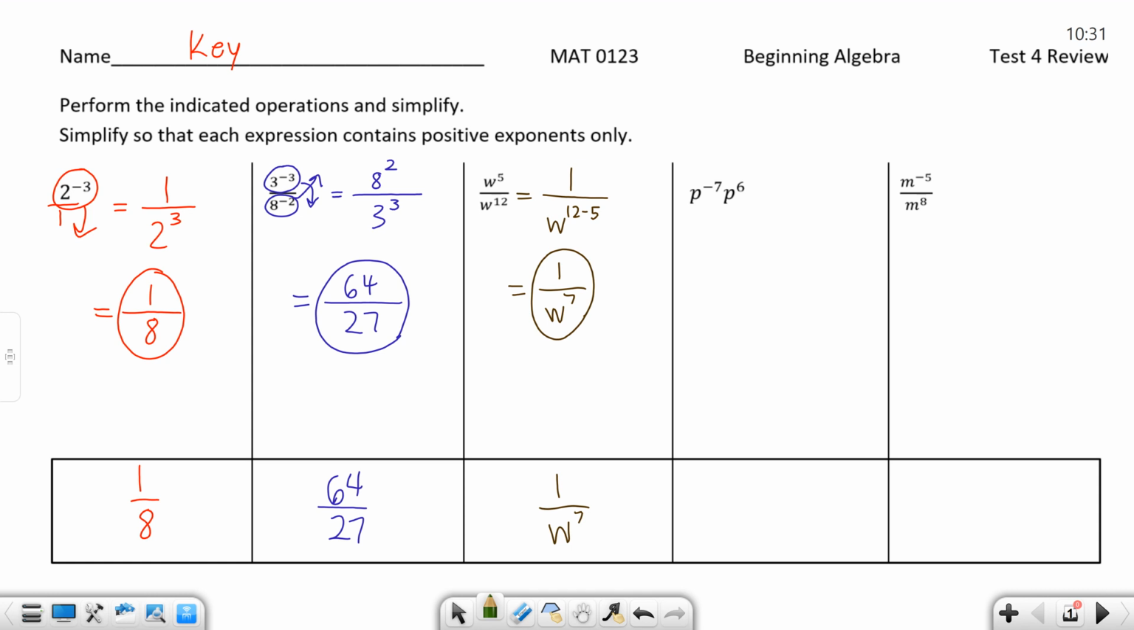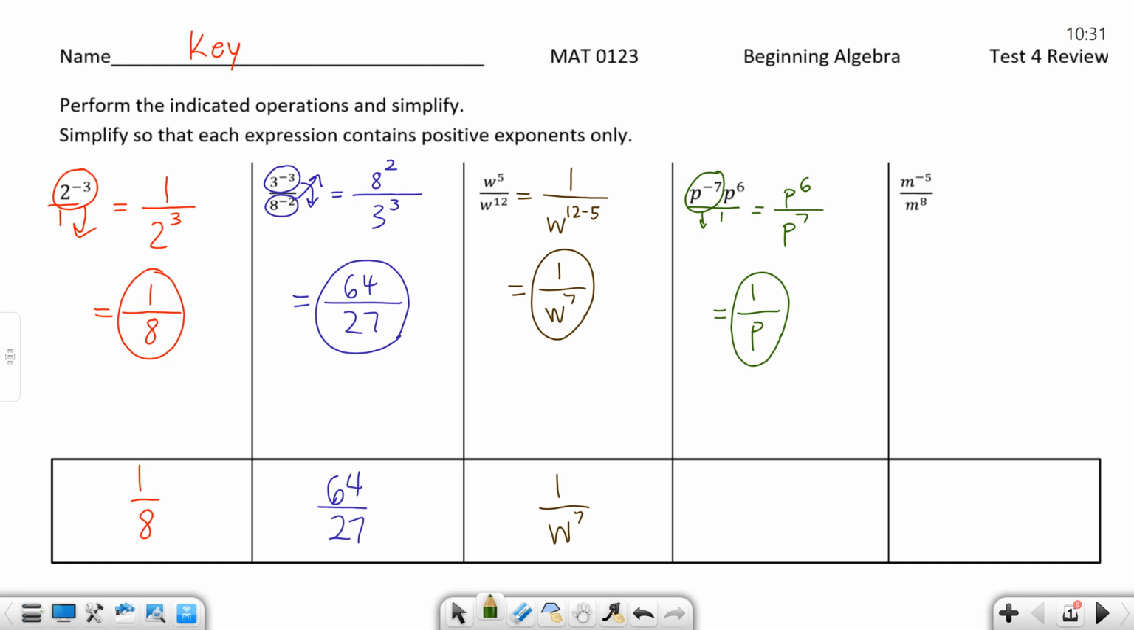So here, p to the negative 7, p to the 6. The p to the negative 7, but remember, pretend like this is over 1, that's going to move down, right? So this becomes p to the 6th. That doesn't go anywhere. It's not negative. It stays where it is. P to the 7th goes down to the denominator. So we have p to the 6th over p to the 7th, and that equals 1 over p, right?